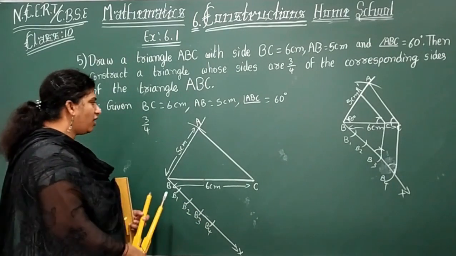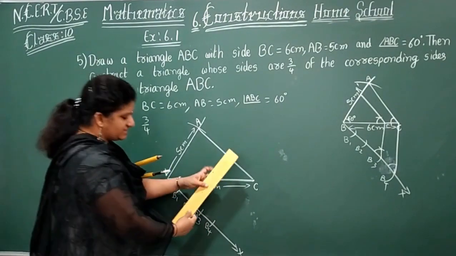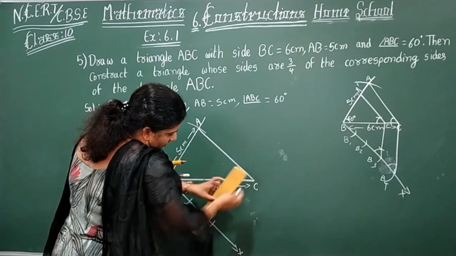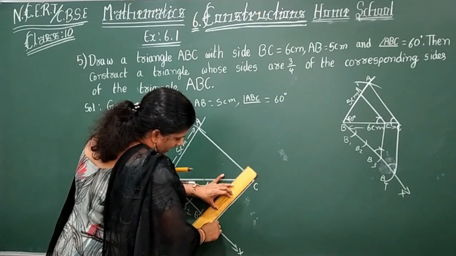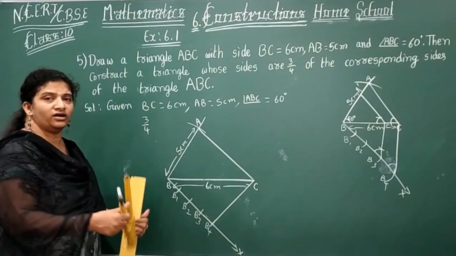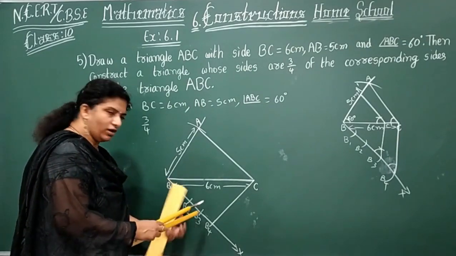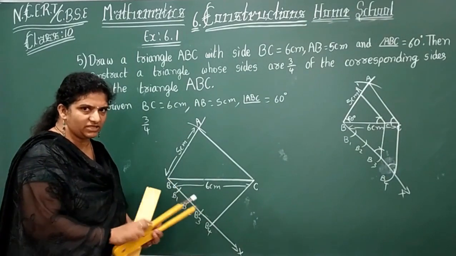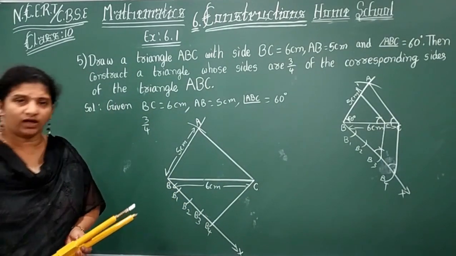What is your denominator here? 4, right? From that point, B4, I need to join to C. Next step, what is your numerator? 3. From 3 you need to draw an arc. Same step, this procedure is important, and in the same manner we will do it for all.